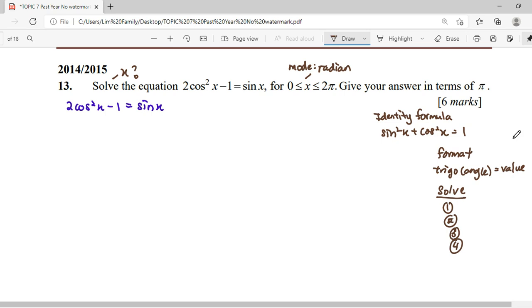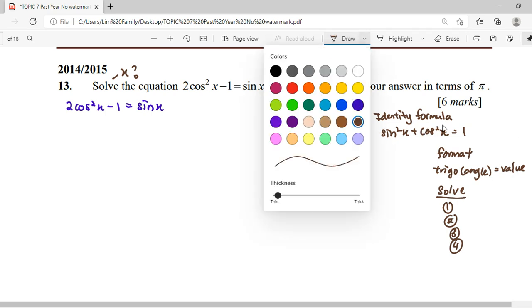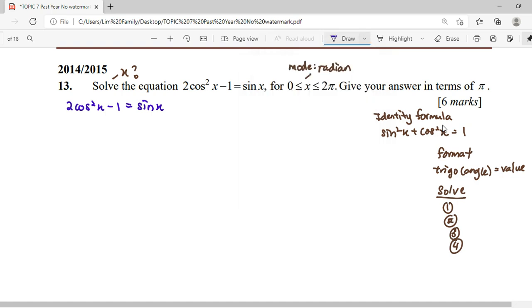So for cos square, you can see cos square and sine seem like not in a relationship, but for cos square we can use our identity formula to change it in terms of sine. So when we have sine square and sine, it means we can factorize. So cos square equals to 1 minus sine square. So you can see our equation now is all in one type of trigo, that is sine. So we expand it, we get a quadratic.